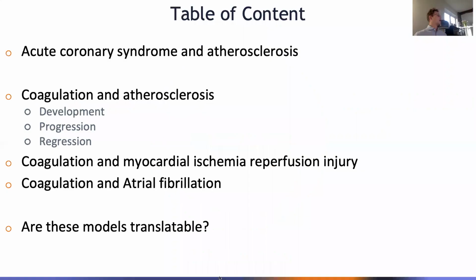I will first quickly give you an overview of acute coronary syndrome and atherosclerosis, and then I'll go into some animal work where we look at how coagulation is involved in the development of atherosclerosis, but also myocardial ischemia, and in the end, a small part about atrial fibrillation. Then I end with the question whether these models that we use are actually translatable. Do we have any evidence in, for example, human trials where we indeed see that the coagulation cascade does influence these cardiovascular diseases? Well, let's find out.